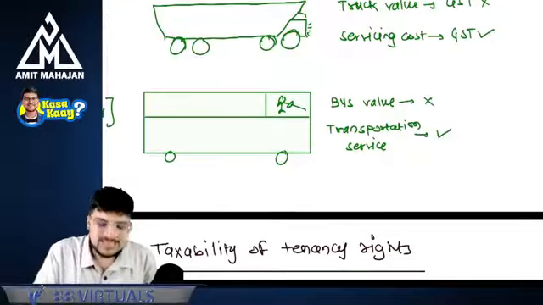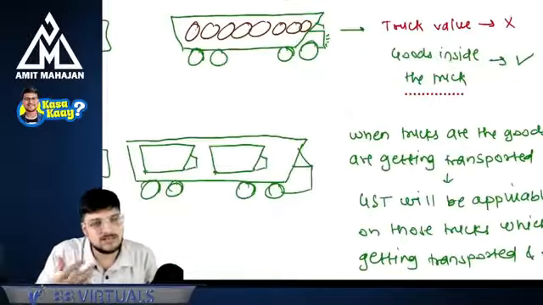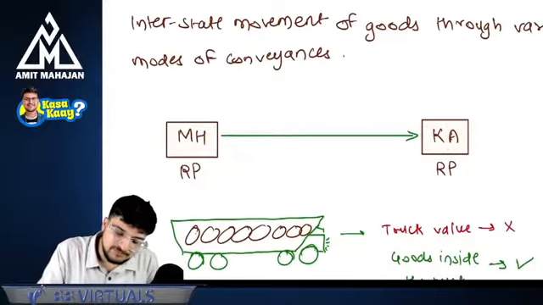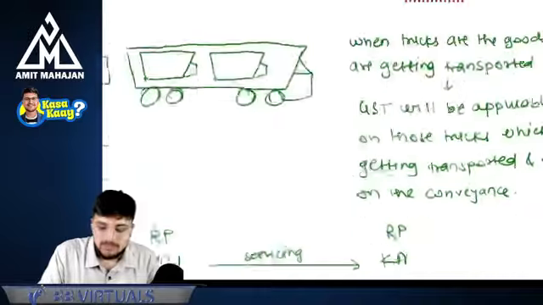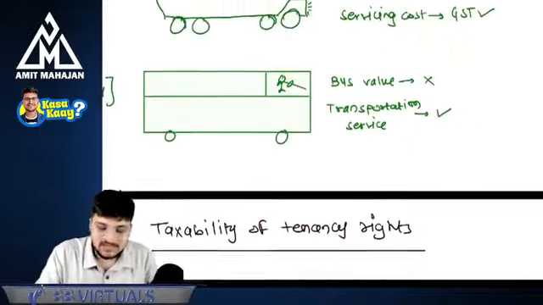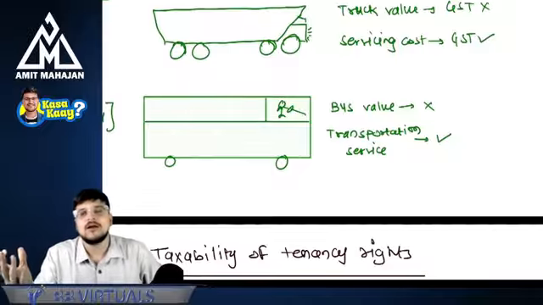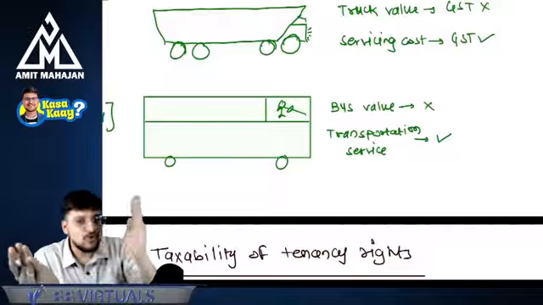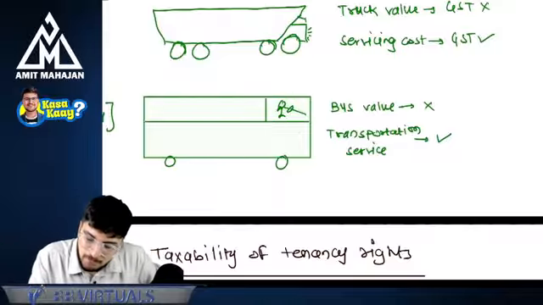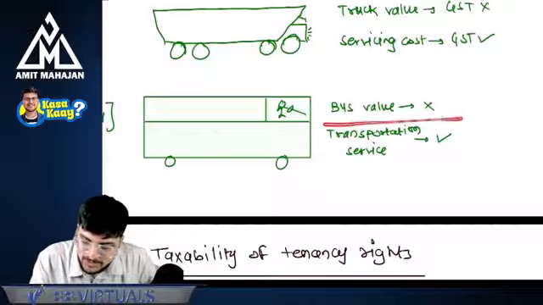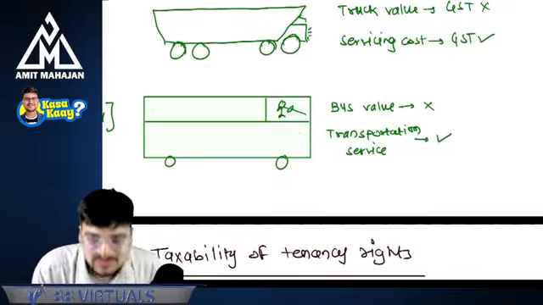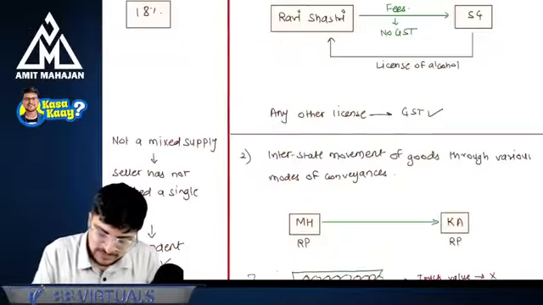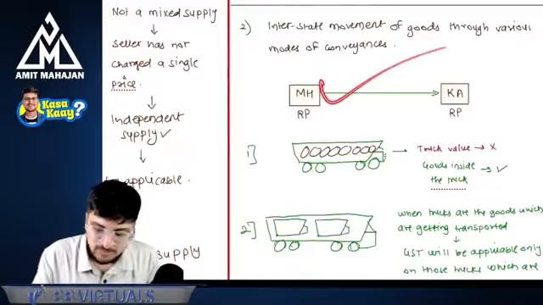Perfect. Next point is in case of a bus. Now, this is in case of transportation of goods. There can be transportation of persons also. Then in that case, if transportation service is given via bus, where persons are getting transported from the Maharashtra office to the Karnataka office, then don't charge GST on the bus value, but you can charge GST on the transportation service. Are you clear with this point, everybody? The first circular which we saw is license. Second circular is interstate movement of goods.